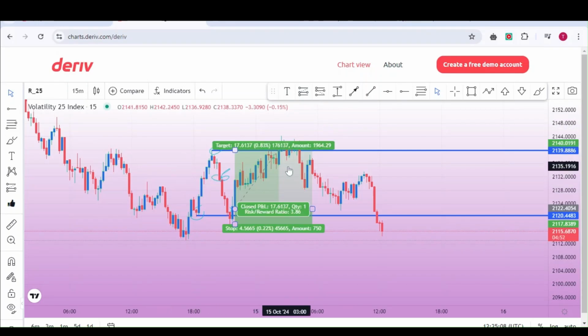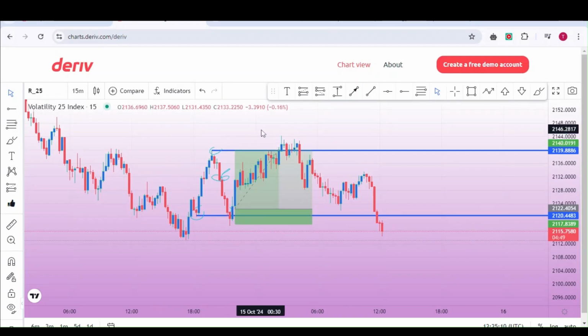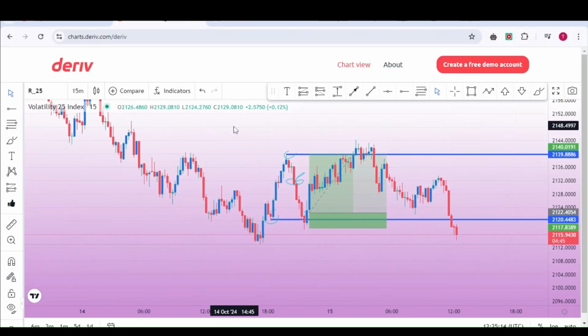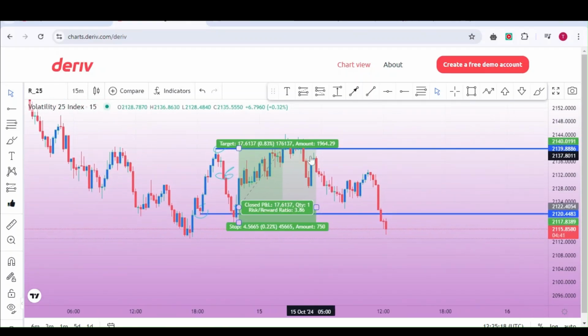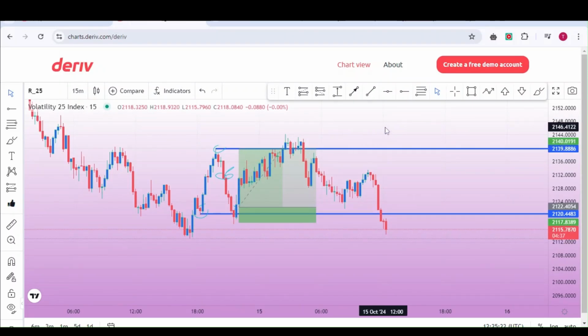So as always, stay patient and remember to always backtest your strategies so that you can understand these concepts before you trade with your real account. So with those few remarks, always stay safe.